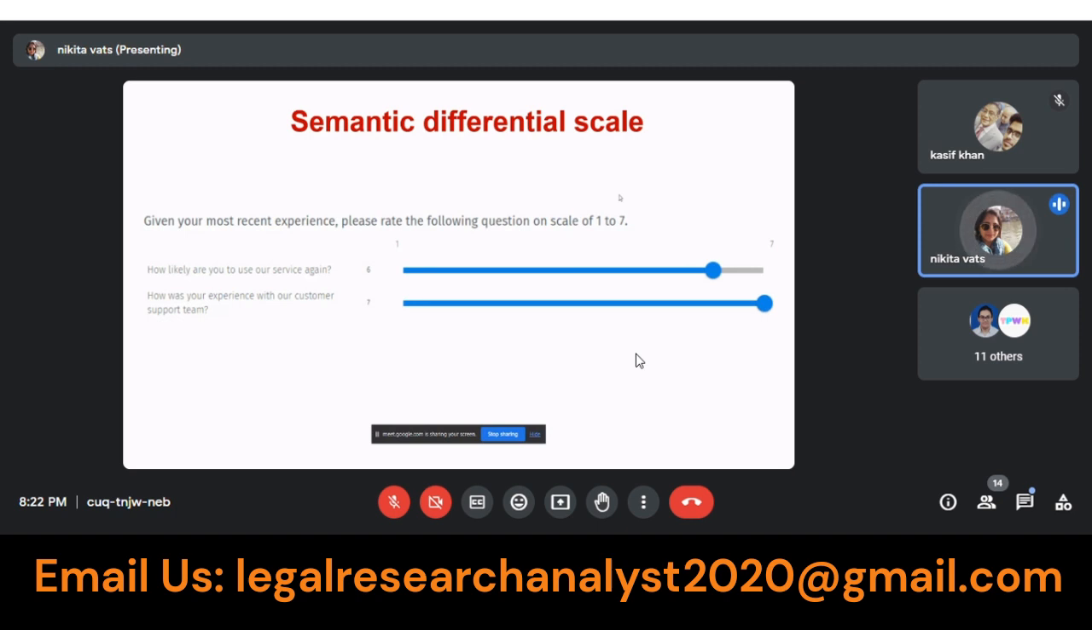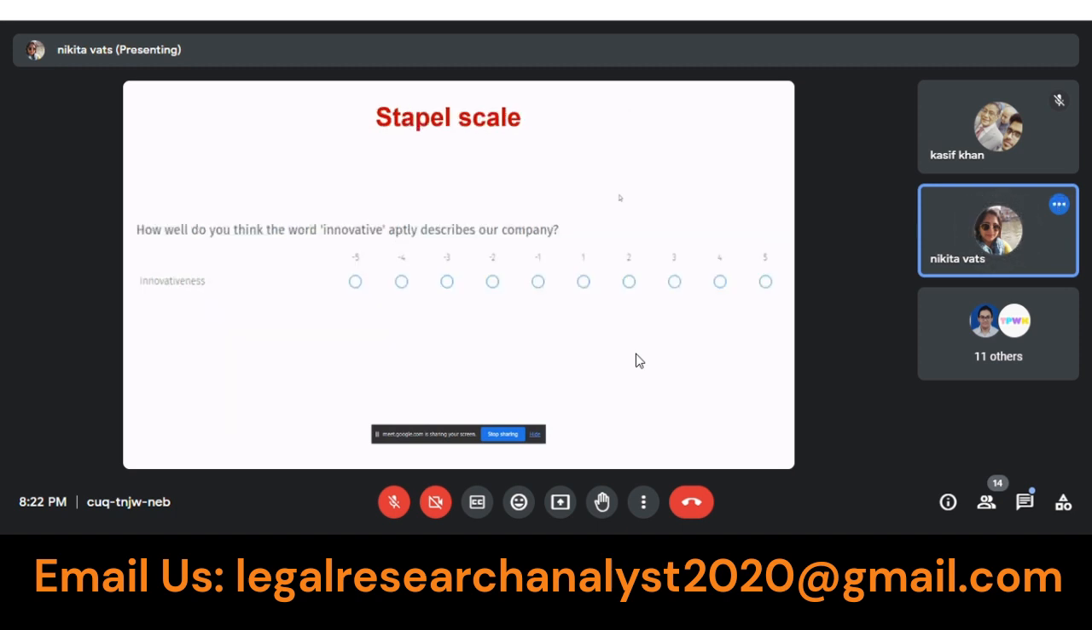This is again a similar scale type of question. Then there is a staple scale. Here, it's basically how well do you think the word innovative, for example, aptly describes our company. So a person can also rate into negative, right? If you think that it's not innovative, it's boring.